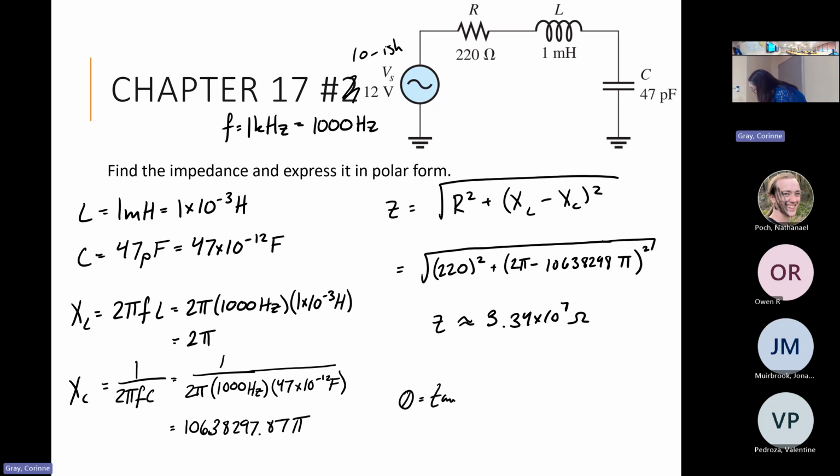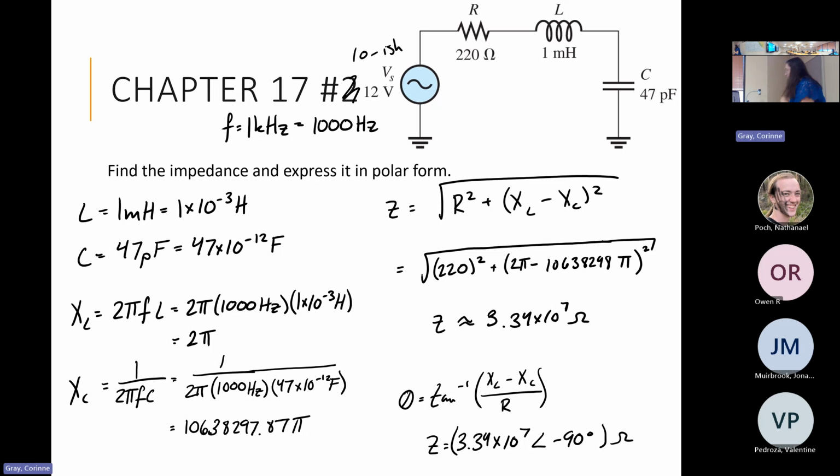For our angle, it's still the inverse tangent, but now because it's X total, that's going to be XL minus XC over the resistance. This should give us the closest thing to 90 degrees that's not legally 90 degrees possible, such that I'm guessing the calculator will tell us that this is not negative 90 degrees. So 3.34 times 10 to the 7 ohms, negative 90 degrees.